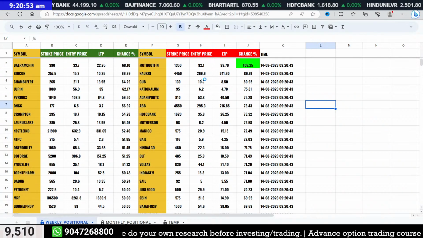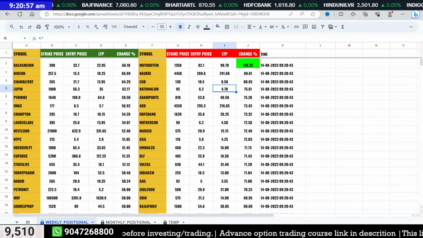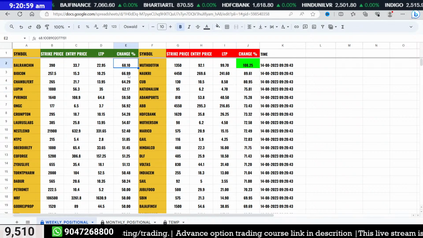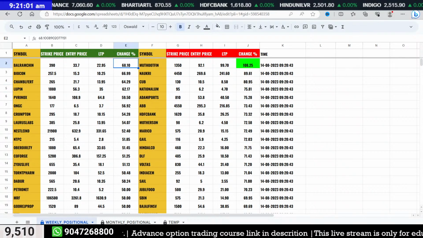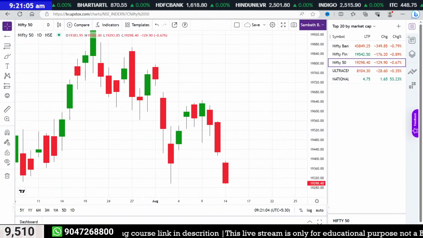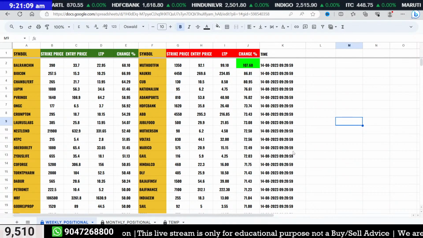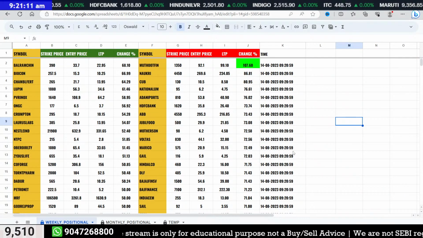Okay, so Nagpur East, Union Bank, National Aluminium 4.7 now. Okay, Balrampur Chini 68. So mostly on the call side we don't get any more stocks, only put side, because the overall market is continuing the trend in the downside. The chances for getting opportunities in the downside should be highly possible.